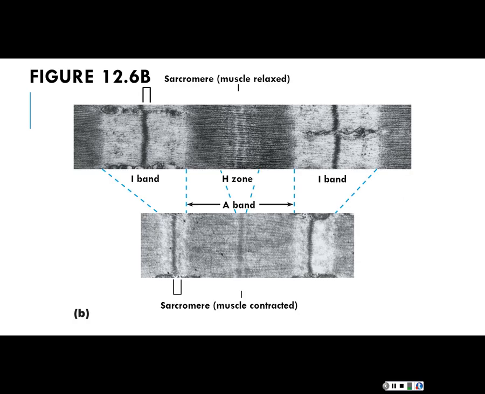And then figure 12.6b shows real images, real transmission electron microscope images, noticing how the I band is less apparent, and then the H zone significantly decreased. So again, that's figure 12.6b in your textbook.